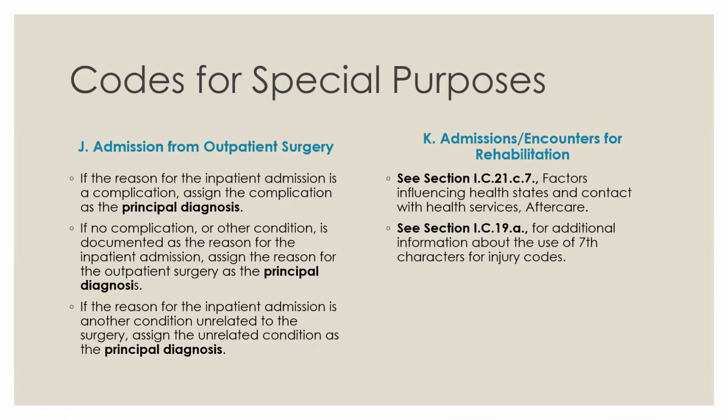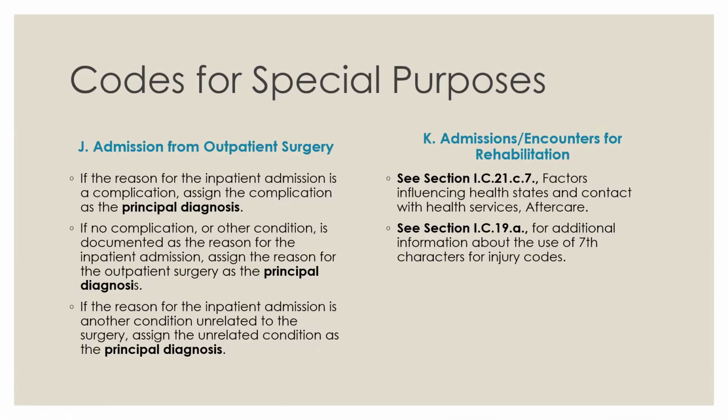For admissions or encounters for rehabilitation, when the purpose for the admission or encounter is rehabilitation, sequence first the code for the condition for which the service is being performed. For example, for an admission or encounter for rehabilitation for right-sided dominant hemiplegia following a cerebrovascular infarction, report code I69.351 for hemiplegia and hemiparesis following cerebral infarction affecting the right dominant side as the first listed or principal diagnosis.